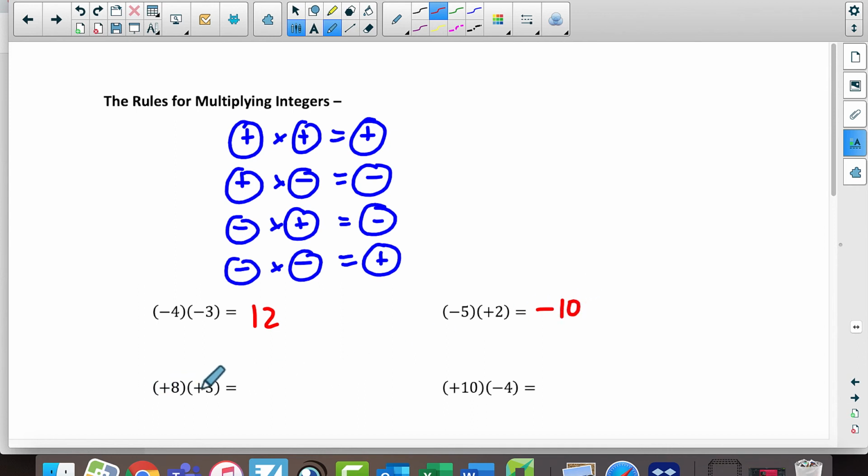Next one. Positive times positive. That's the top one. It's going to be positive. You don't need to put the positive. You can if you want. 8 times 3 is 24. Next one. Positive times negative. That's the second one. Positive times negative is a negative. So we have to put a negative. And 10 times 4 is 40.